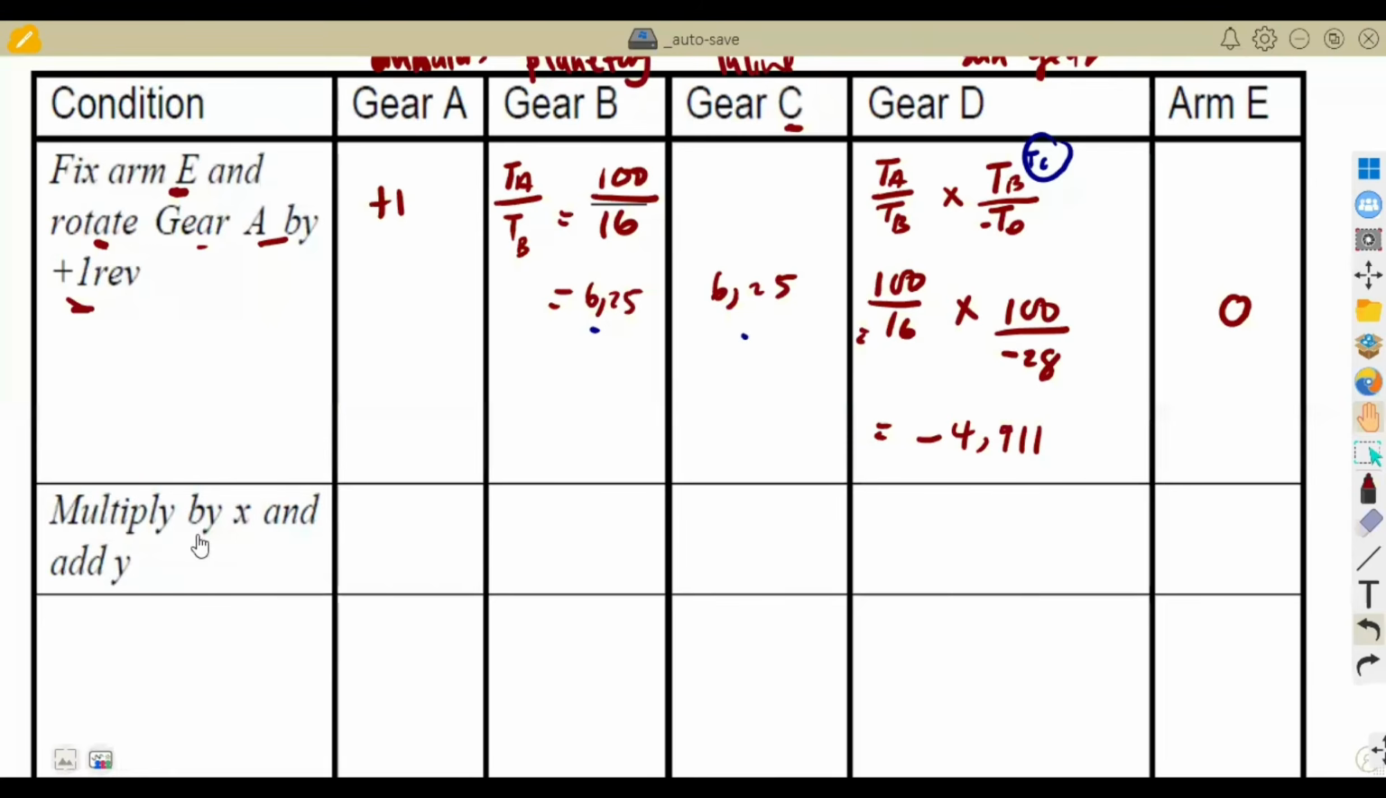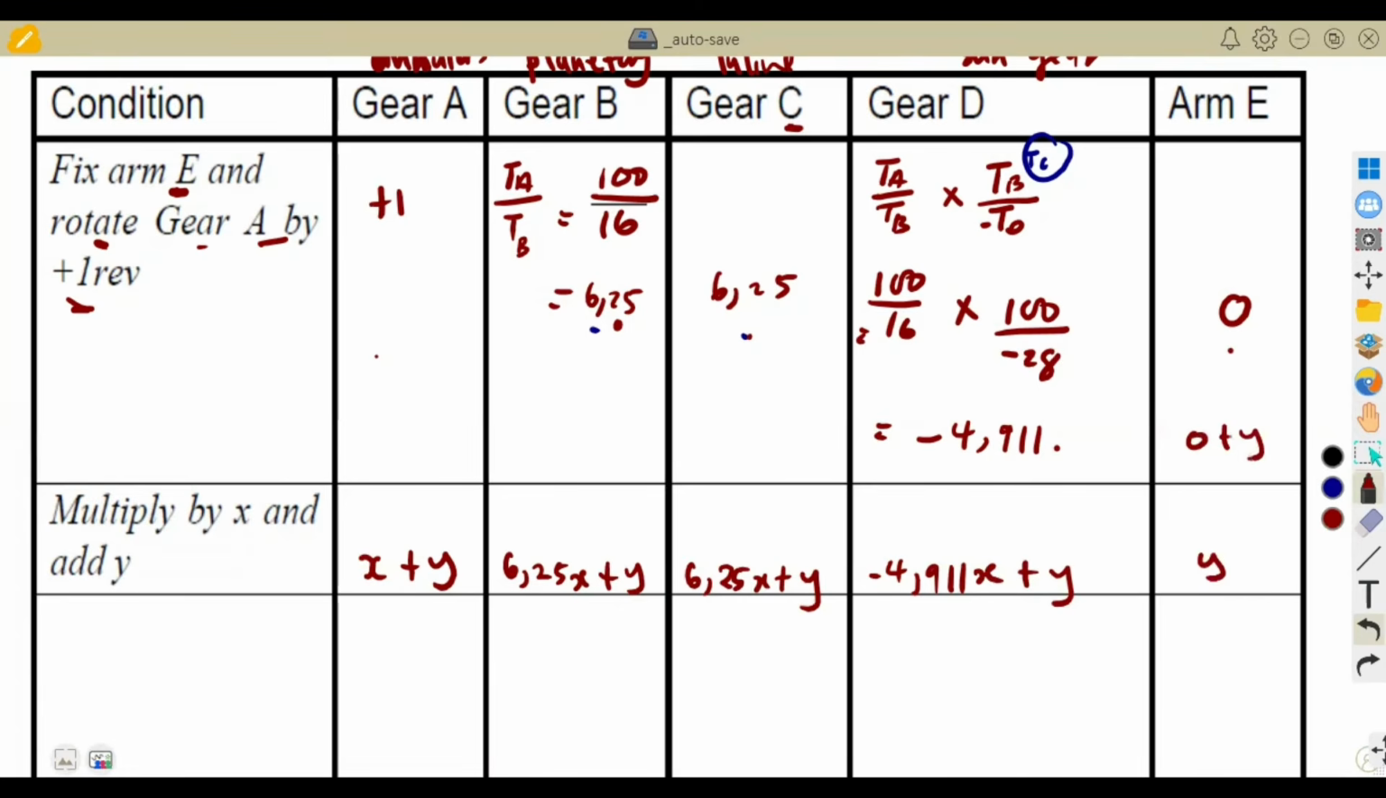How do we fill in? We're going to multiply by x, then we add y. Everything that we have here, we multiply by x, so it's 1 times x, which is x, then we add y. You multiply this by x, 6.25x, then we add y. Again, this by x, 6.25x plus y. The same here by x, minus 4,911 times x plus y. 0 times x, that's a 0 plus y. So it's just going to be a y there. Okay, so that is the idea there.